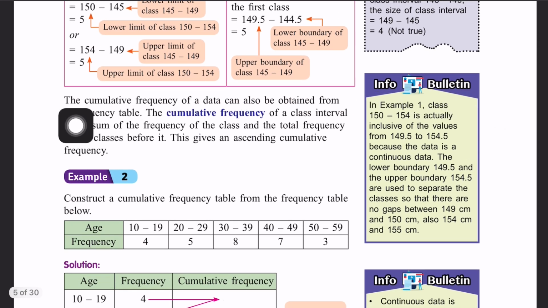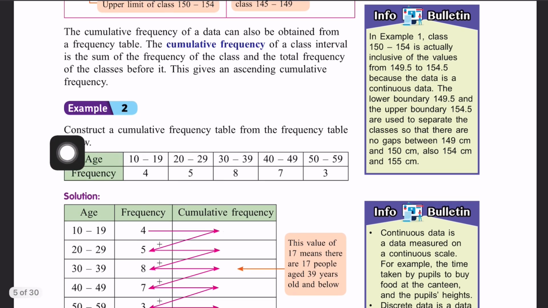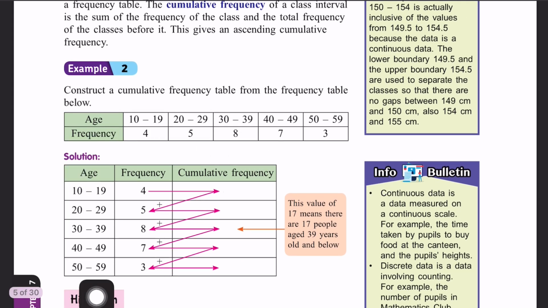Okay, sekarang tengok next. The cumulative frequency of a data can also be obtained from a frequency table. The cumulative frequency of a class interval is the sum of the frequency of the class and the total frequency of the classes before it. Awak longgokkan daripada yang sebelum. This gives an ascending cumulative frequency. For example, construct a cumulative frequency table from the frequency table below. So awak ada frequency table ni. Kita susun dalam bentuk cumulative frequency. Biasanya saya tulis CF, cumulative frequency.